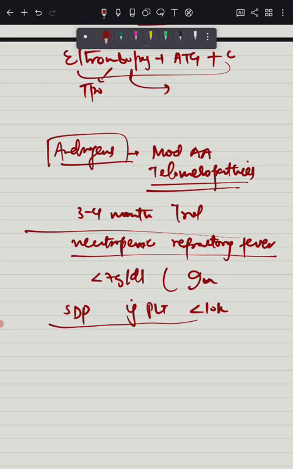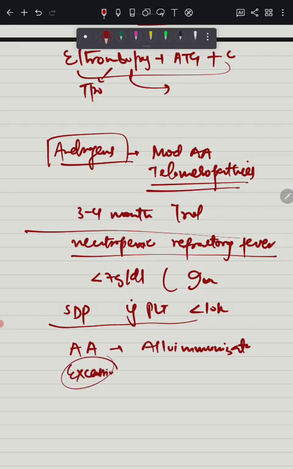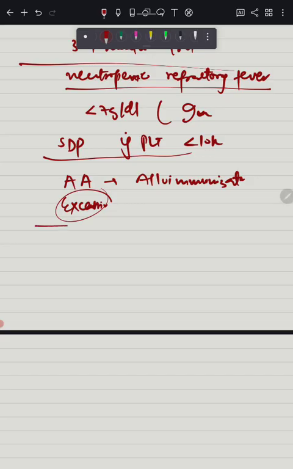But you have to avoid excessive transfusion in aplastic anemia because it leads to alloimmunization. So you have to avoid excessive blood transfusions, because the new blood transfusion that you are giving, for example PRBC, will contain RBC antigens that you don't have. Your immune system recognizes them as foreign and you make antibodies. That's called alloantibodies against those antigens.